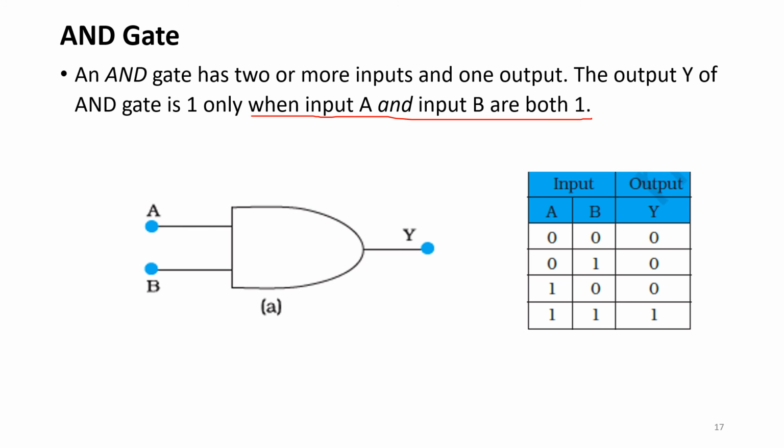So here both are 0, it is 0. Here A is 0, so output is 0. And B is 0, output is 0. So if any one is 0, output is 0. If both are 1, here in this case you see, A is 1, B is 1, output Y is 1. This is the AND gate.